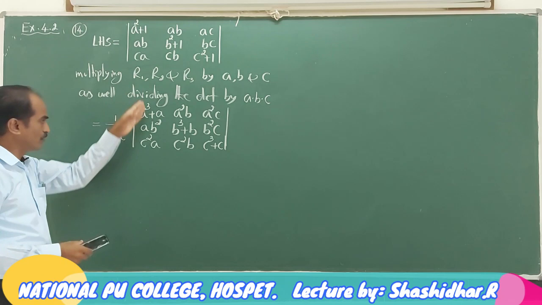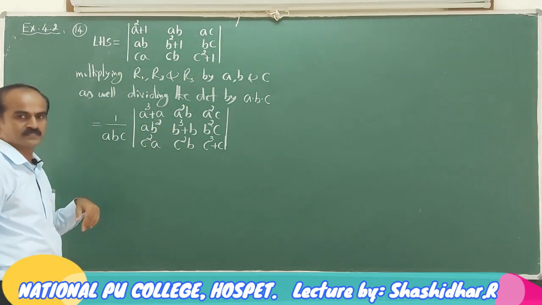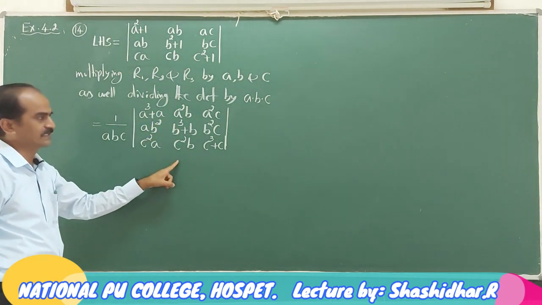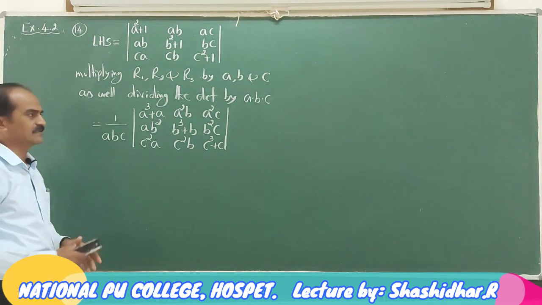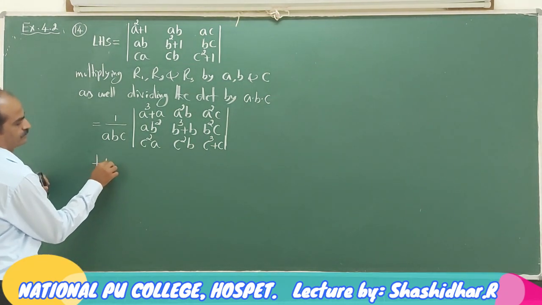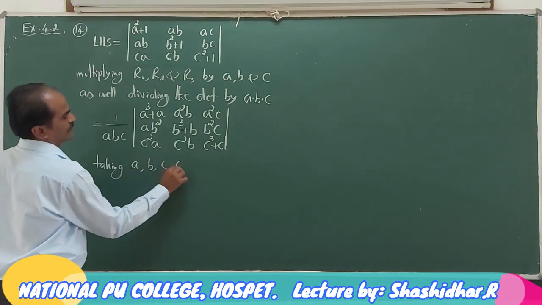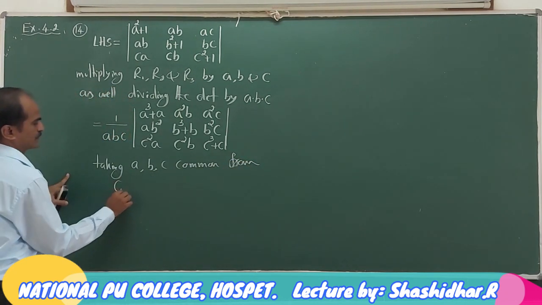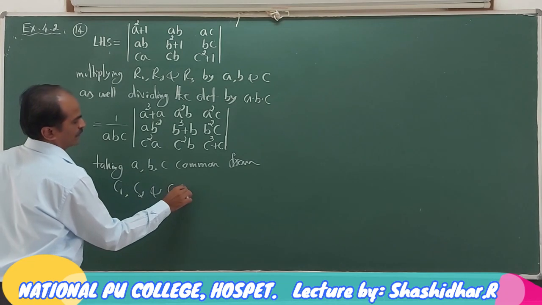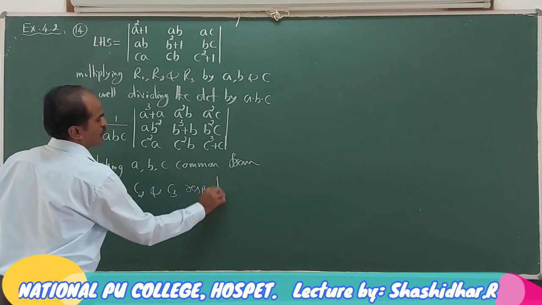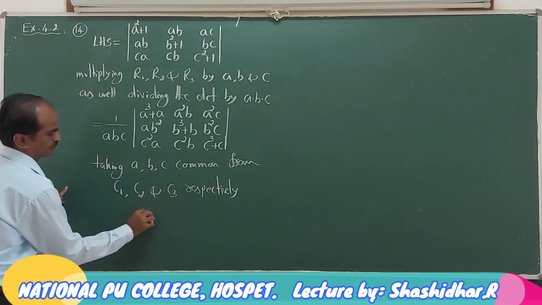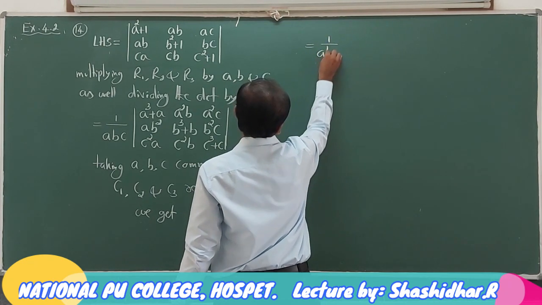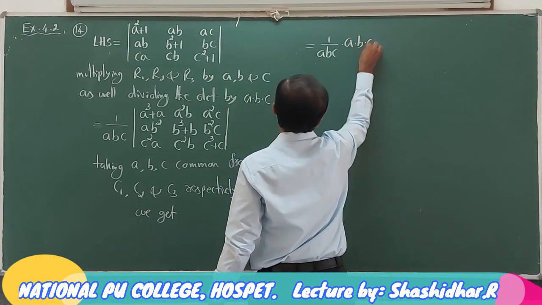Now observe the elements column wise. Column wise you observe. Now I can take a common from C1, b common from C2 and c common from C3. Taking a, b, c common from C1, C2 and C3 respectively, we get 1 by abc into a into b into c determinant.